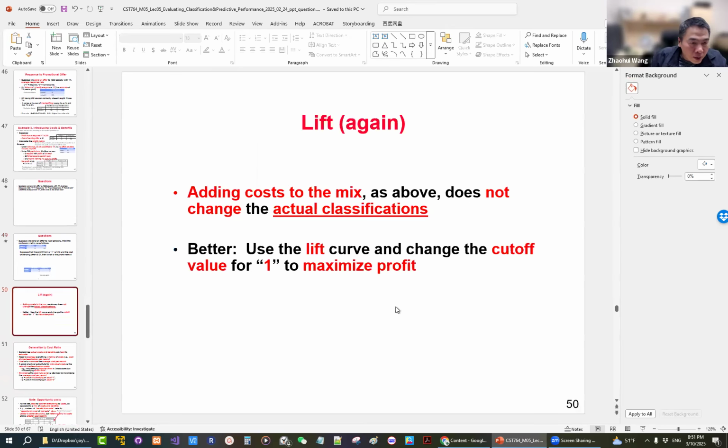Okay, next topic is lift. We can obtain an updated lift chart based on the previous analysis. We can add the cost and the profit to the confusion matrix. Applying the cost and the profit will not change the results of the classification.